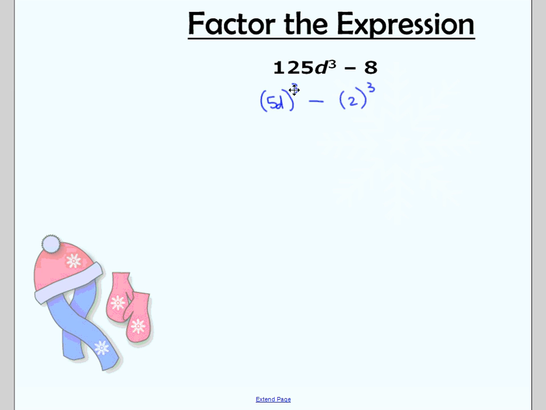So now I have a to the third minus b to the third. So my formula says my first factor is going to be a minus b. So I have 5d minus 2. Then I'm going to do my first one, a squared, so that's going to be 5d squared. Now it's going to be the opposite sign, so plus. Then I'm going to do a times b, so 5d times 2. Then the last one's always plus, and then it's b squared.